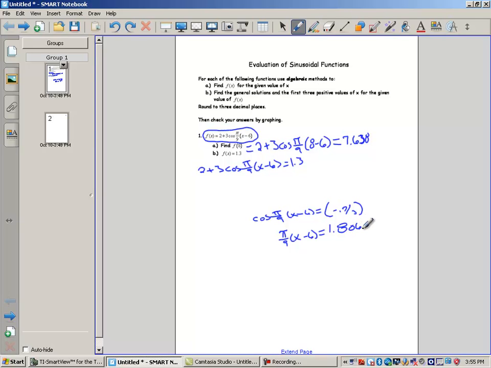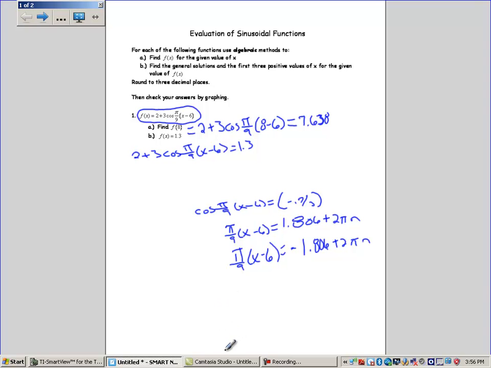But I'm doing general solutions here, so what should I add to this once I arc cosine? I've got to find all of the other solutions, so I'm going to add plus 2 pi n. We learned last week that when we do an arc cosine, if we want to get all the answers, we do the principal inverse value plus 2 pi n, and then we do the negative of the principal inverse value plus 2 pi n. And I actually end up with 2 equations to solve. So let's extend this page here.